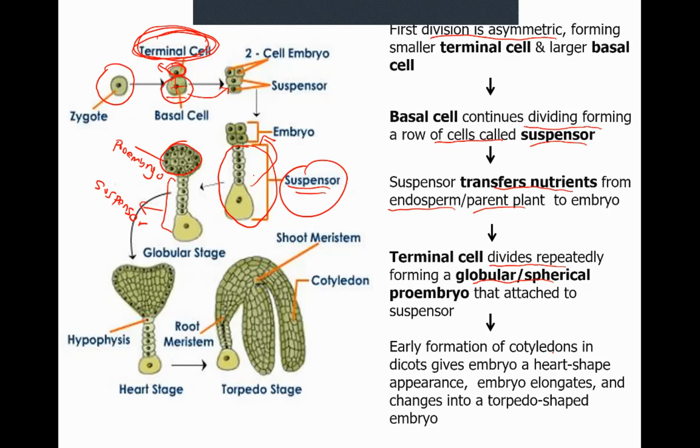Okay, next. Early formation of cotyledon. Ingat cotyledon tu maksudnya apa? Cotyledon ni sebenarnya adalah embryo. Okay, right. Early formation of cotyledon in dicot or in eudicot gives the embryo a heart-shaped appearance. So this is the initial appearance of the embryo. So ni heart-shaped. Okay, heart-shaped embryo. Then the embryo elongates and changes into a torpedo shape. So this is torpedo shape embryo yang kita panggil sebagai cotyledon. Okay. So that is how embryo is developed, right?